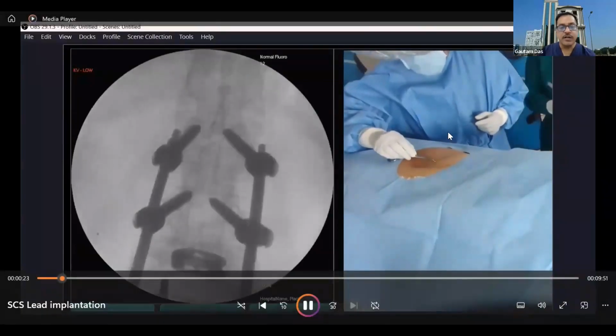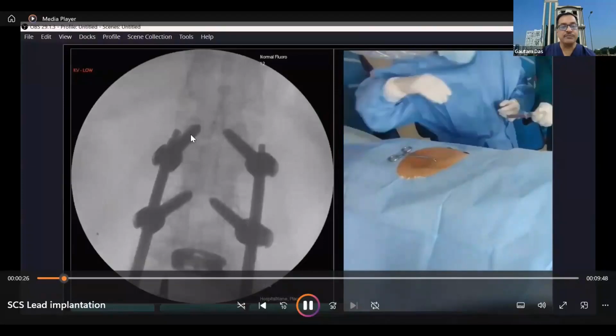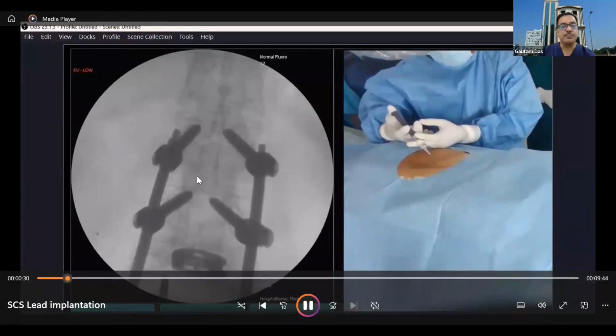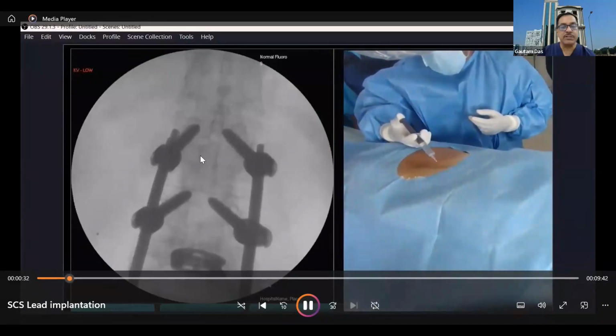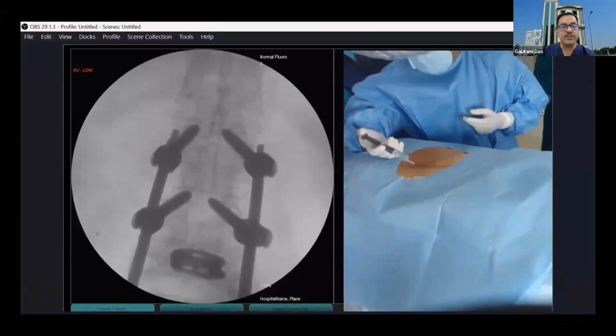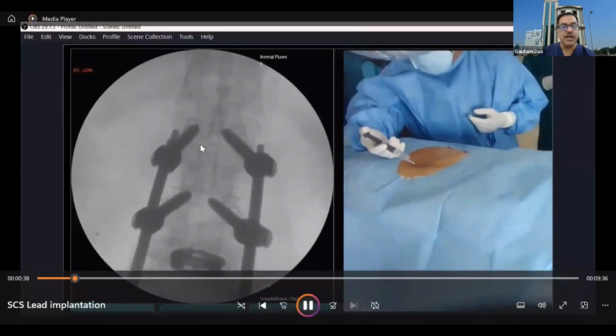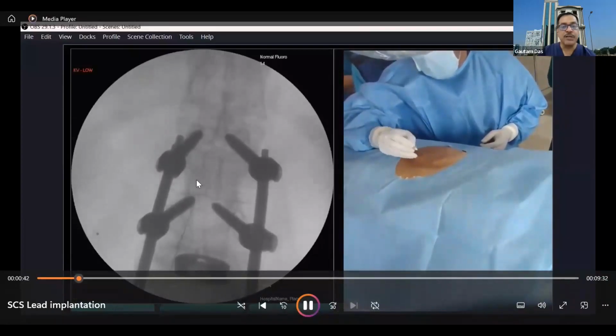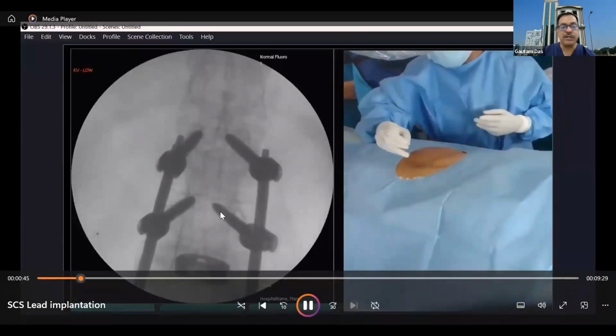So here, as we mentioned earlier, the fixation was done from the L1 until L5. The patient was having bilateral symptoms. One side symptoms is more, but the patient was having the bilateral symptoms. And we plan to put the electrodes on either side, both on the left side and the right side.